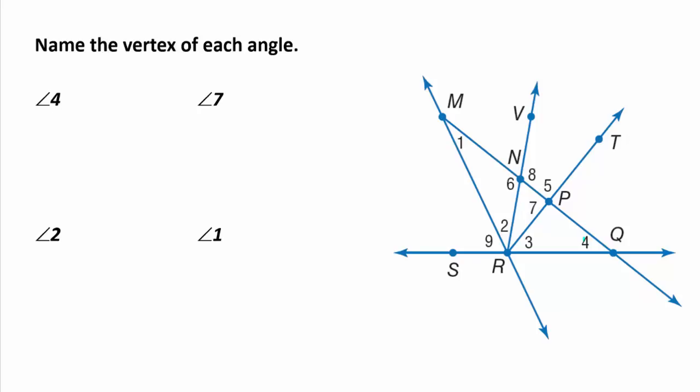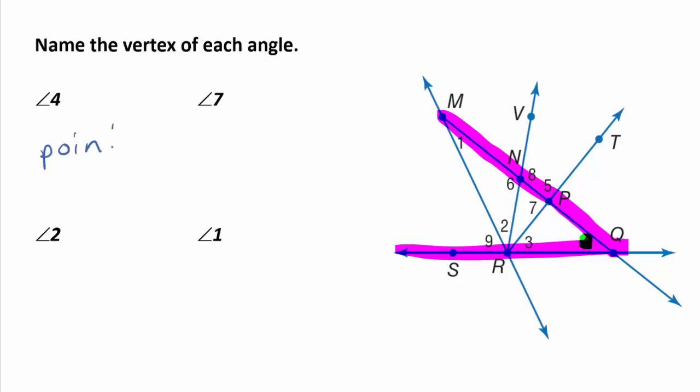So looking at angle 4, angle 4 is right here. That would be this angle that I'm about to highlight for you. That's the angle they're looking at. So, which is the vertex of that angle? It's actually going to be point Q. Remember, the vertex is just a single point. So we can write point Q.